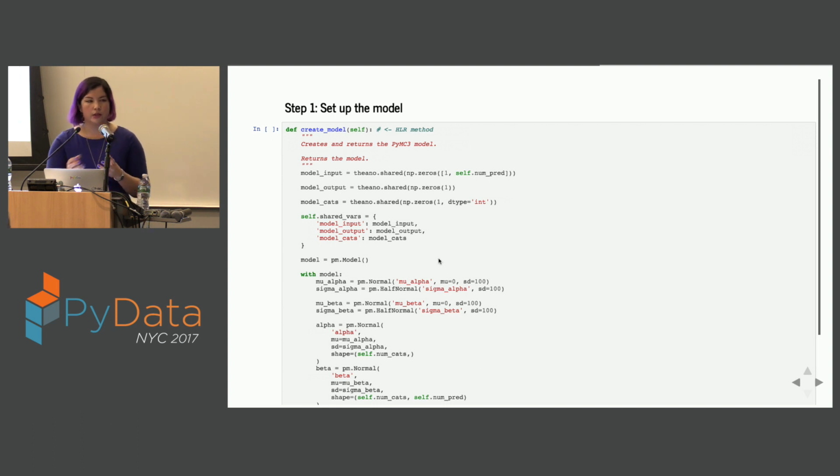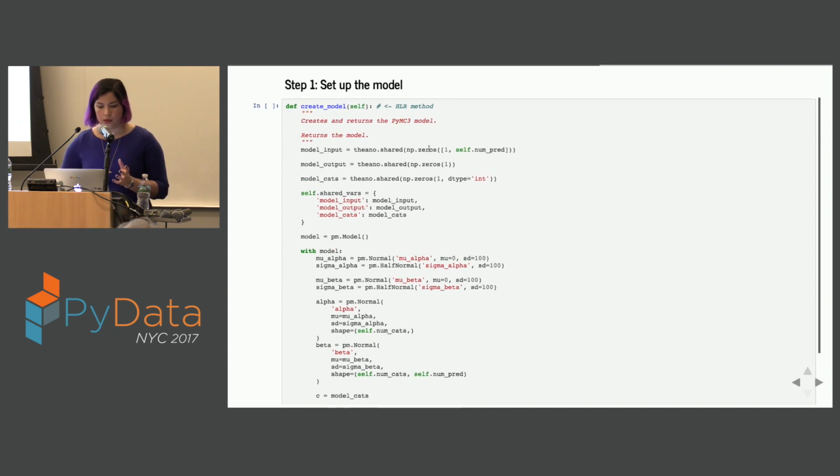So now we'll look at the create model method. This corresponds to step 1, set up the model. And one thing to note is that it doesn't take in any of the data, x, y, or categories. And again, that's because what you really need to save is the trace. Once you have a trace, you can set up a new PyMC3 model and use it with that.